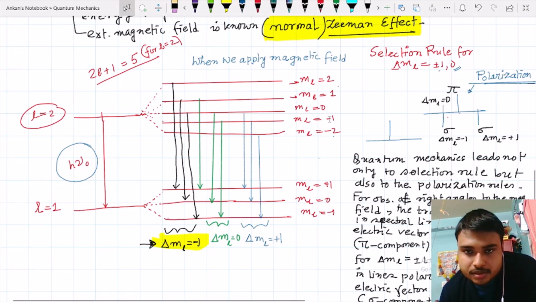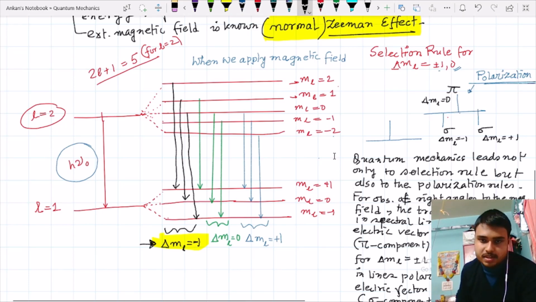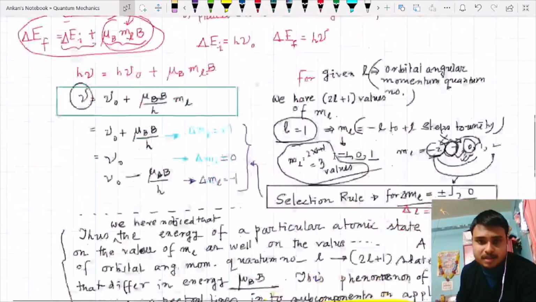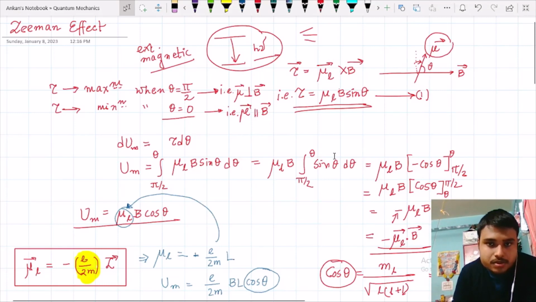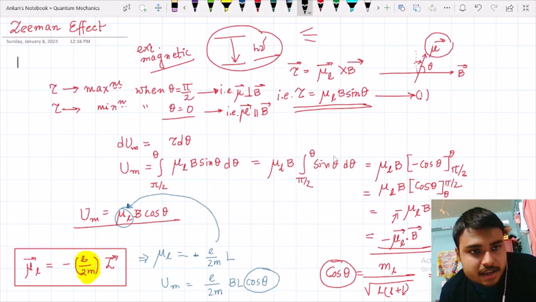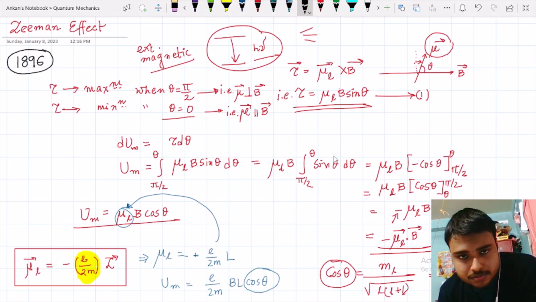So the whole story given in this lecture is regarding the normal Zeeman effect. And what is the Zeeman effect actually? So let me revise. In 1896, scientist Zeeman observed that the spectral lines emitted during the transition from higher energy state to lower energy state is split up into a number of components on the application of external magnetic field. This was known as Zeeman effect, which cannot be explained with the help of Bohr's model of theory.